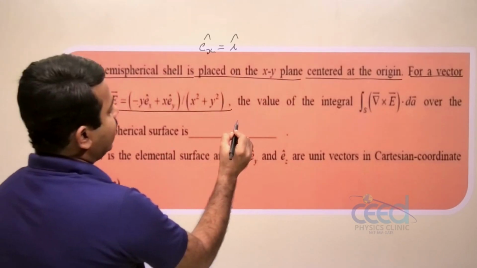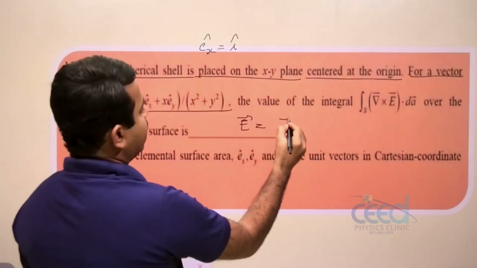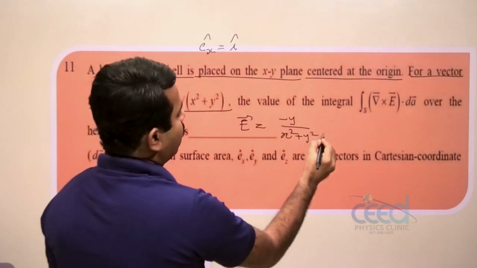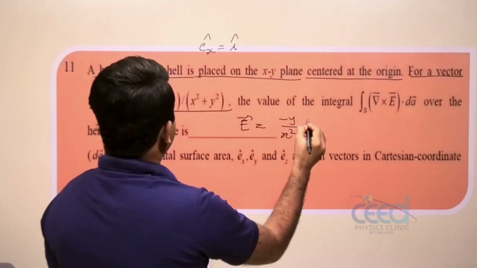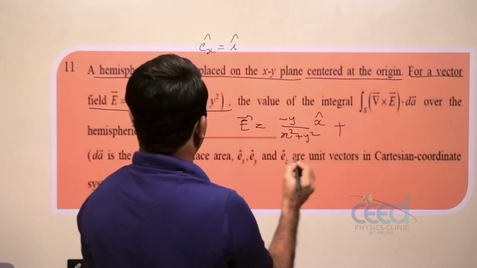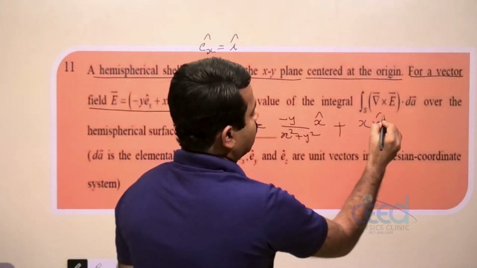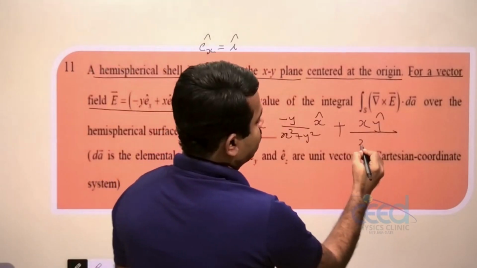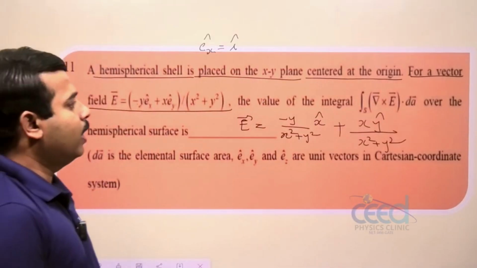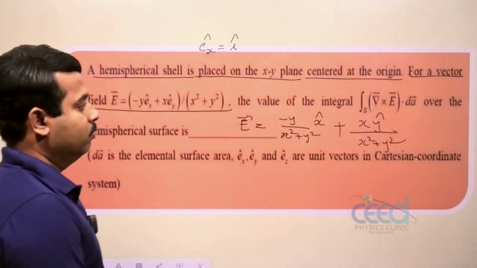So for convenience I am writing E as minus y divided by x square plus y square, splitting the denominator, times x cap, plus x y cap divided by x square plus y square. Now we want to calculate the integral of del cross E dot dA.